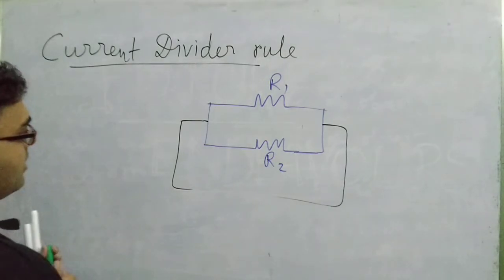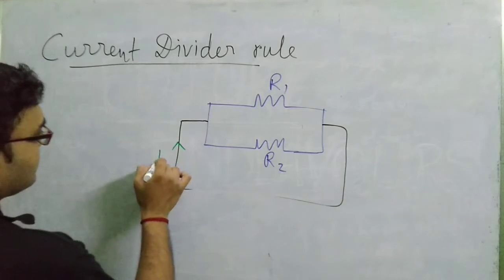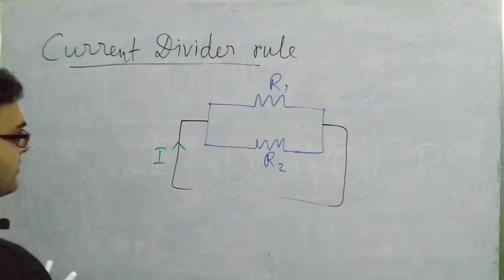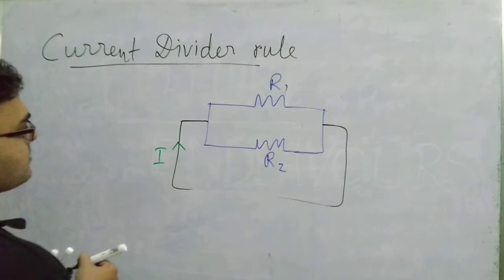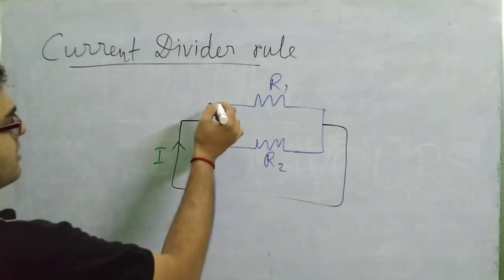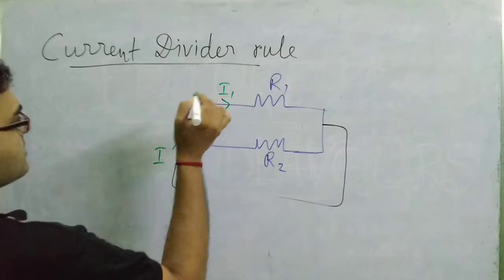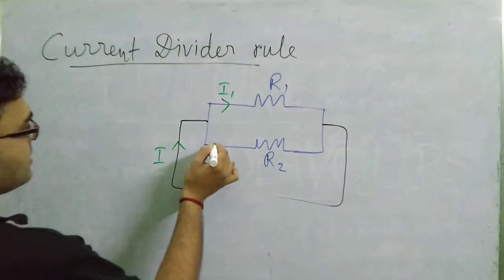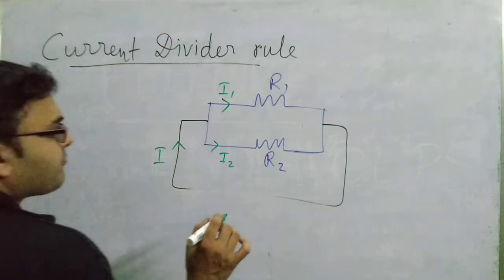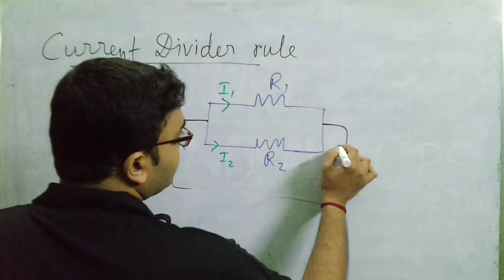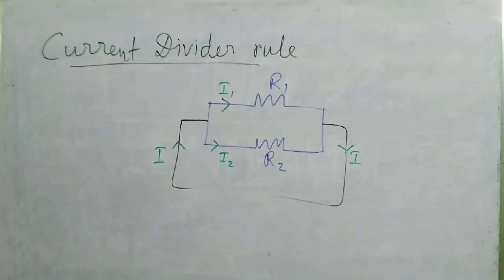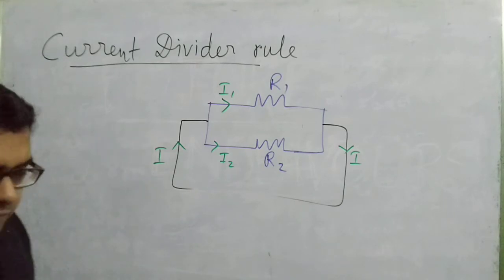Now, due to the source, the current I starts flowing in this main branch, and when it comes to this point, it divides into two parts. Let us consider that the current moving through branch 1 or resistor R1 is I1, and through branch 2 or resistor R2 is I2, and when they come out of this parallel combination, they combine again to form current I. So this is the flow of current.